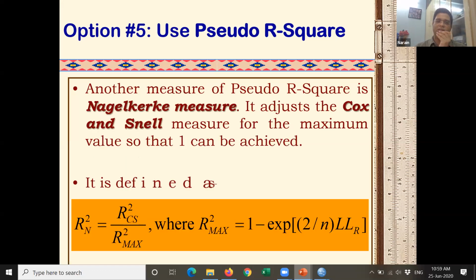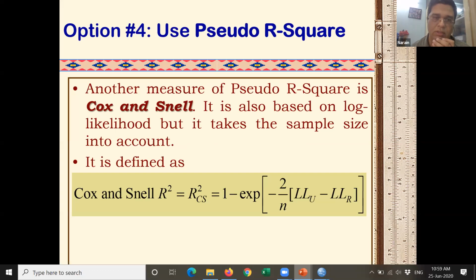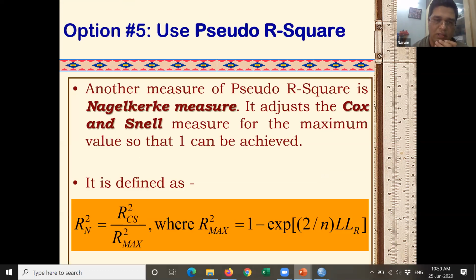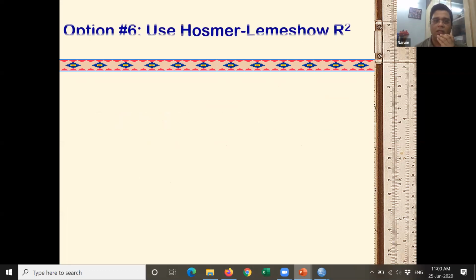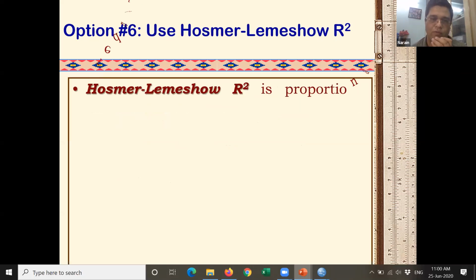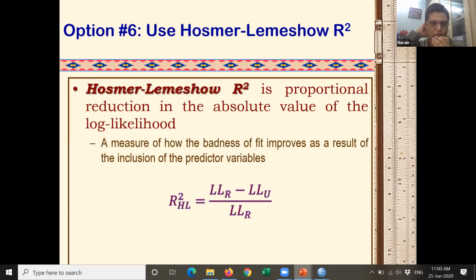Another one is the Nagelkerke measure, which ensures that your R square varies between 0 and 1, while the Cox and Snell version doesn't approach the value 1. With this modification of the Cox and Snell model, the Nagelkerke version, you are able to ensure that R square will actually vary from 0 to 1. And the last one, which you can also take as an R square, is the Hosmer-Lemeshow R square version. This is again based on the log likelihood of the restricted and unrestricted model. These are some of the R square numbers which you can pick up for model goodness of fit.